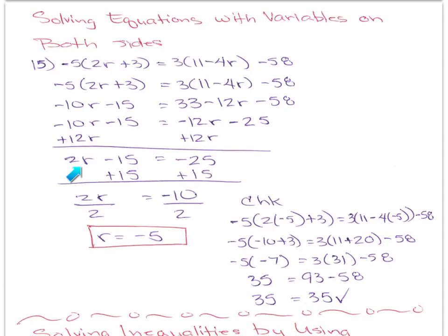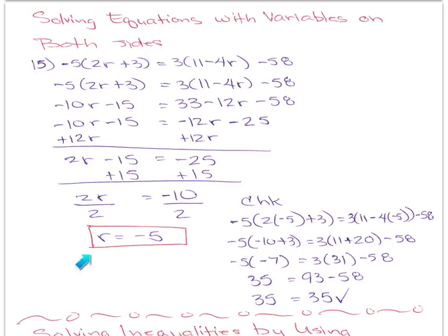We want 2r by itself on this side of the equation. So we're going to add 15 to both sides. Once we've added 15, we're going to end up with 2r is equal to negative 10. We want r by itself, so we're going to divide both sides by 2. There's the 2 over 2. You end up with r is equal to negative 5.